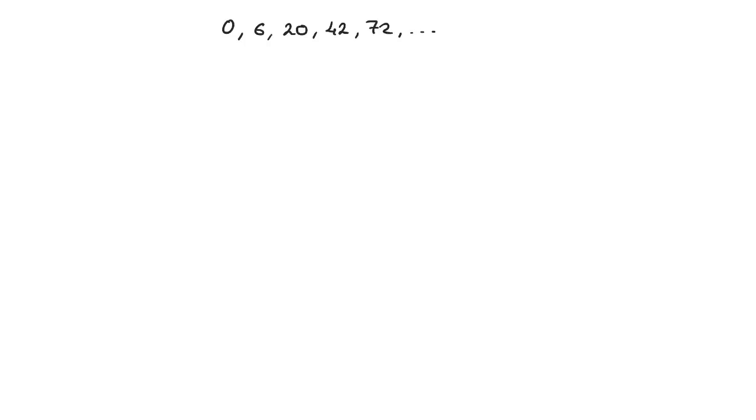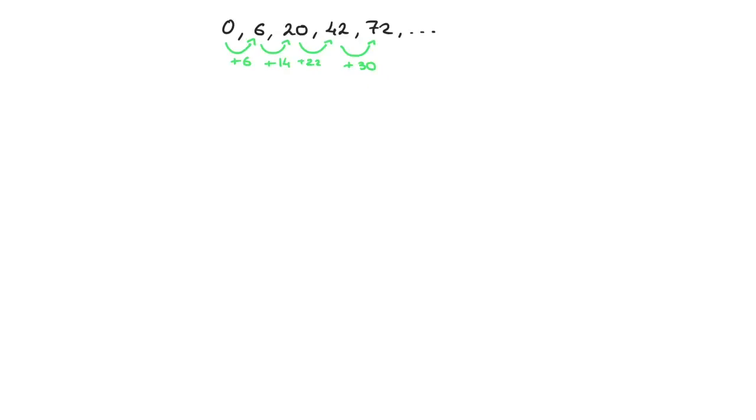Well, once more, we start by looking at the differences between the terms as we go from left to right. So from 0 to 6, we're adding 6. From 6 to 20, we're adding 14. From 20 to 42, we're adding 22. And from 42 to 72, we're adding 30. Okay, we can see that these differences aren't always the same. Indeed, they keep on changing.